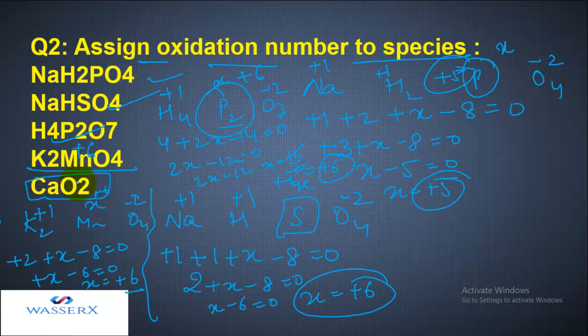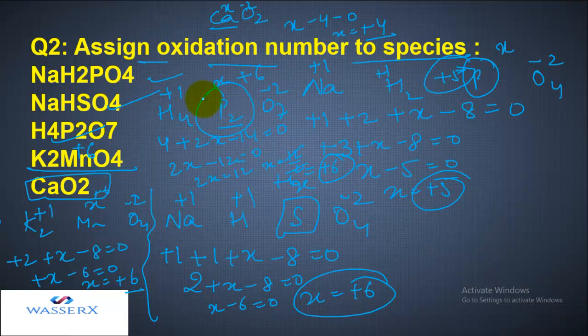Similarly, we can do it for CaO2. For calcium, it is X, because I'm not confirmed. For oxygen, it is -2. So in this case, it is X minus 4 is equal to 0, or X is equal to +4. So likewise, we can calculate.